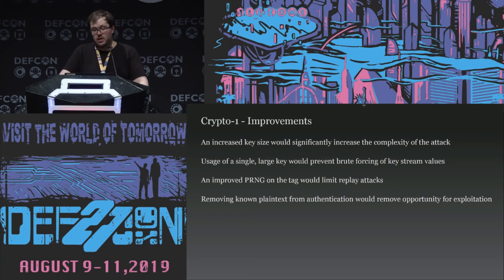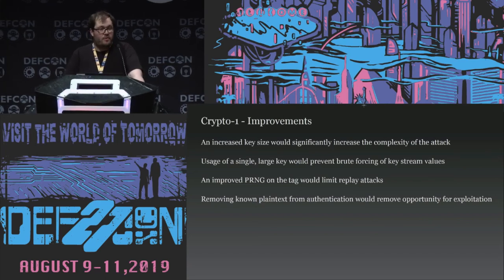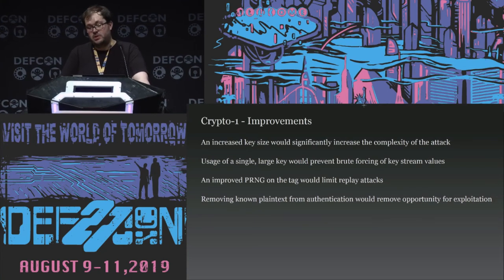Improvements that could have been made to this algorithm include increasing the key size significantly. Even bringing it to 64 bits, which wouldn't be hugely stringent, would have made this a lot harder to do, which would make things more secure and make some of these attacks just not possible. Using a single large key rather than two keys that are played off against each other would mean I'd have to brute force every single one of the keys in that bit range rather than two 24-bit keys, which is just 16 million values and very quick to do. And an improved PRNG would prevent the replay attacks that could occur from occurring. Removing any known plain text from authentication removes the opportunity for exploitation as well.